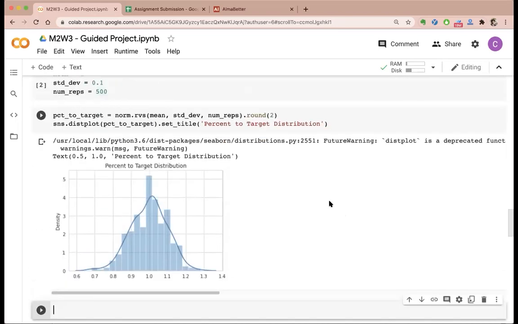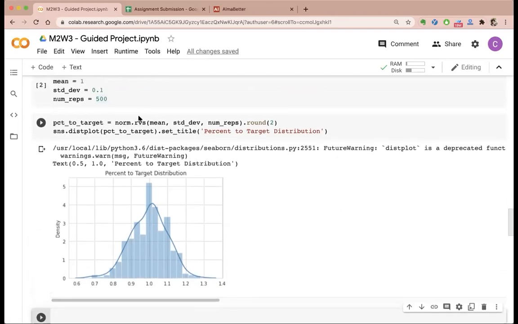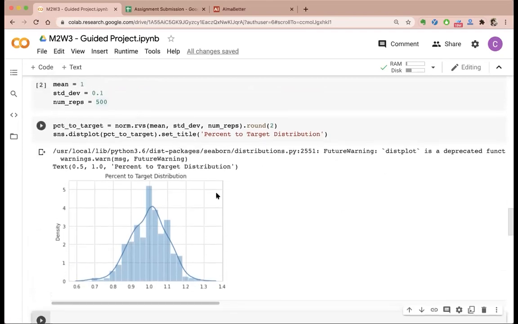Okay, so I generated 500 numbers, with this mean and standard deviation. So just try to write this code in your browser, in your notebook as well. So I generated 500 numbers.